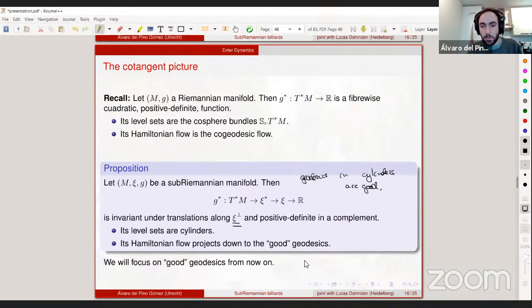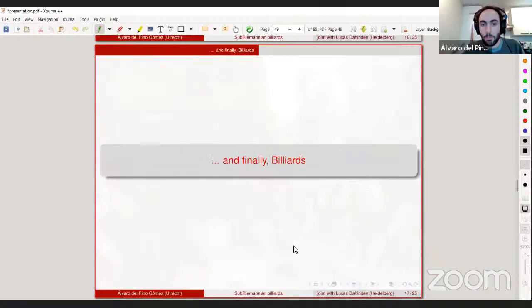I should emphasize that understanding the bad geodesics is maybe one of the biggest questions in sub-Riemannian geometry. So I'm really throwing a lot of stuff under the rug. But okay, let's do billiards, in 18 minutes. Let's see.